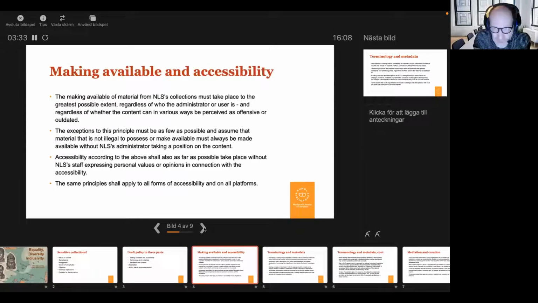When it comes to making available and accessibility, we have tried to formulate some general standing points. And the first one is that the making available of materials from our collections must take place to the greatest possible extent, regardless of who the administrator, the staff, or user is, and regardless of whether the content can in various ways be perceived as offensive or outdated and so forth. And the exceptions to this principle must be as few as possible and assume that the material is not illegal to possess or make available, and must always be made available without taking a position on the content. Accessibility according to the above shall also, as far as possible, take place without our staff expressing personal values or opinions in connection with this accessibility. And this goes for all forms of materials on all platforms.